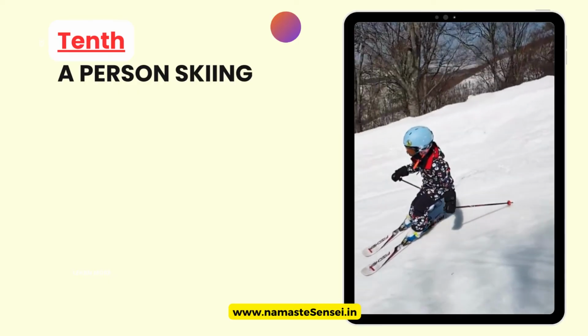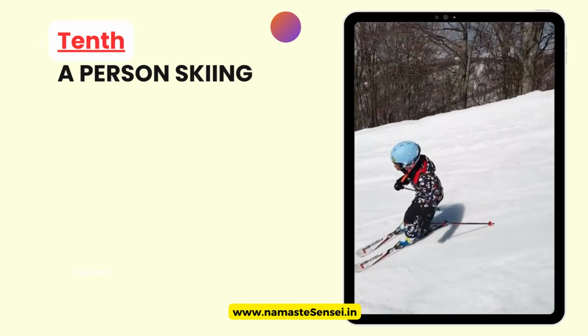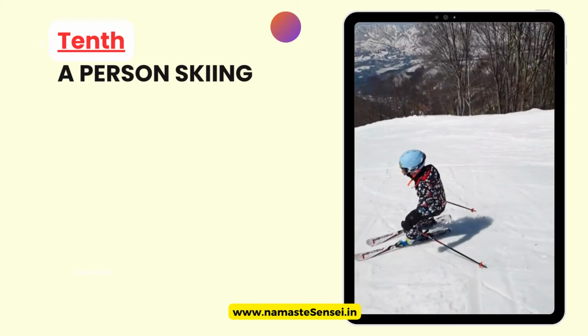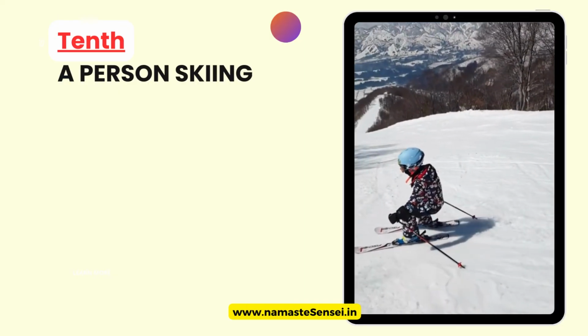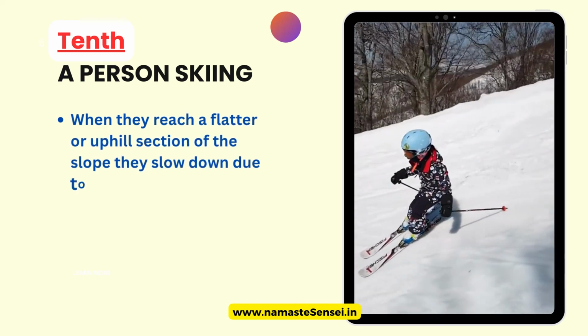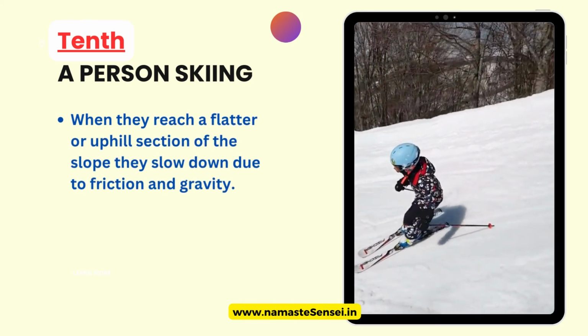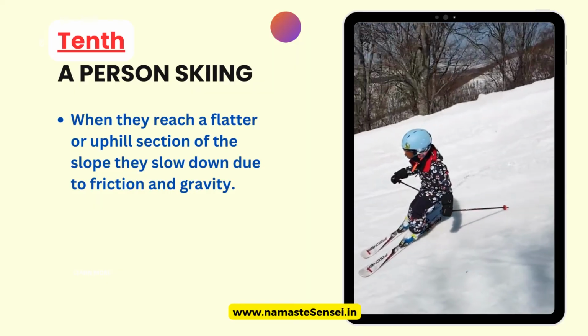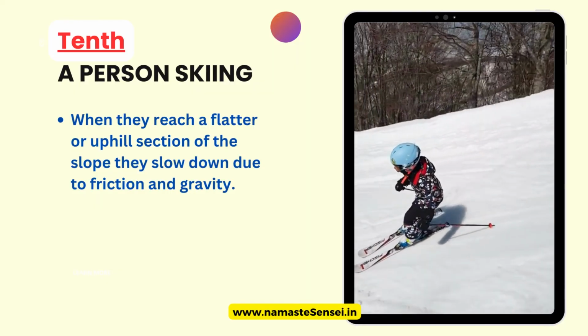10th, a person skiing. When a person is skiing down a slope, they may start at the top of the slope with a certain velocity. As they ski down the slope, their speed may increase due to gravity and the slope angle. However, when they reach a flatter or uphill section of the slope, or when they slow down due to friction and gravity, this causes the person to decelerate, and the rate of change of their velocity becomes negative.